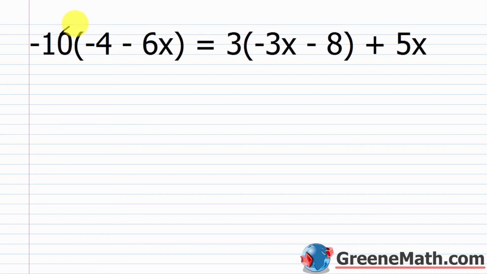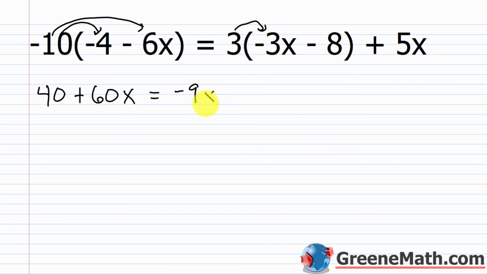So on the left, negative 10 times negative 4 is 40. Then negative 10 times, think about this as negative 6x. That's going to be plus 60x. And this equals, over here, 3 times negative 3x is negative 9x. And then 3 times negative 8 is negative 24. So minus 24 plus 5x.